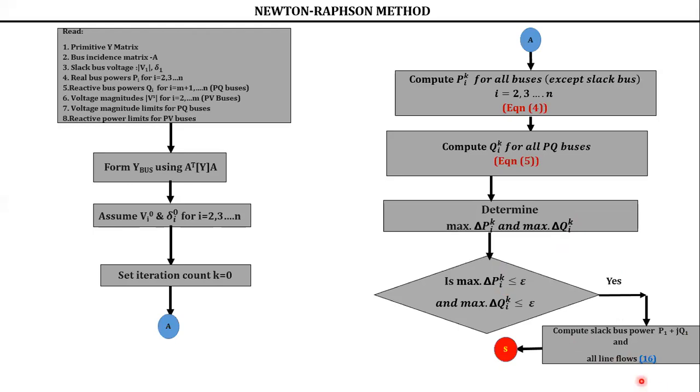Then stop. Compute all slack bus power, all line flows, stop. Then if it is no, go to B. Actually, it is a continuation. Because of space constraint, I am moving on to the next slide. That's why I am showing it.